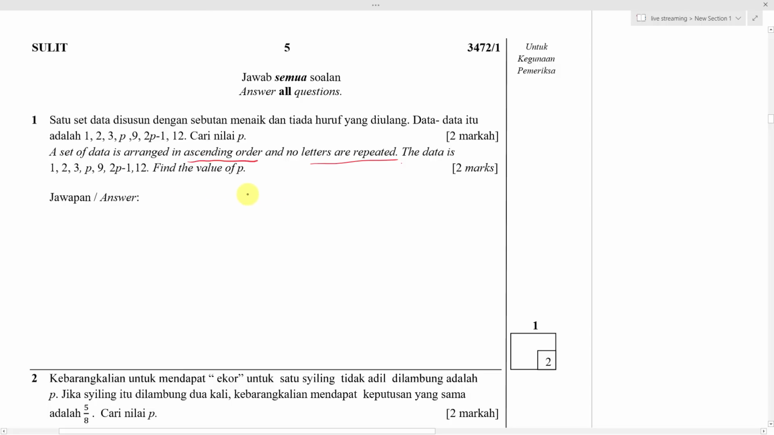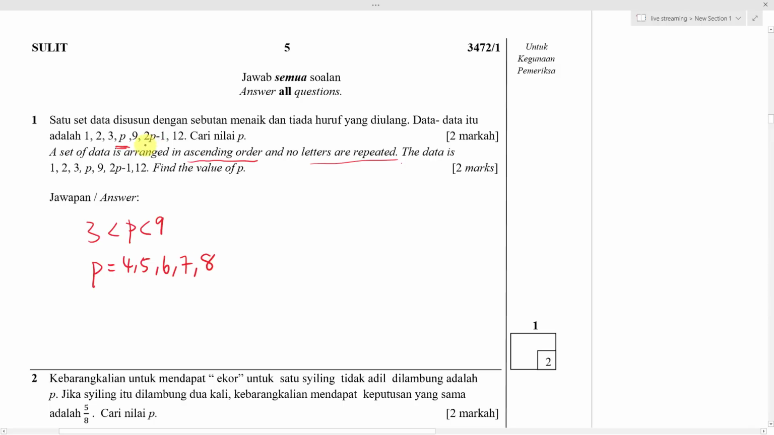At first I thought maybe this was something like a progression, where each number must be multiplied by 3 or something like that. But in the end I realized this question is just trial and error. Of course you can use inequalities to solve it, but it's actually not that hard. In ascending order, P must be between 3 and 9. But P cannot equal 3 and cannot equal 9 because the numbers don't repeat. So P can be 4, 5, 6, 7 or 8.